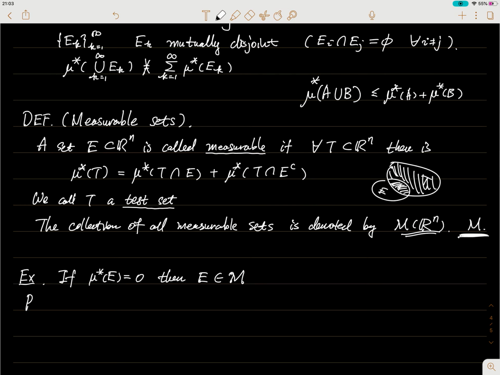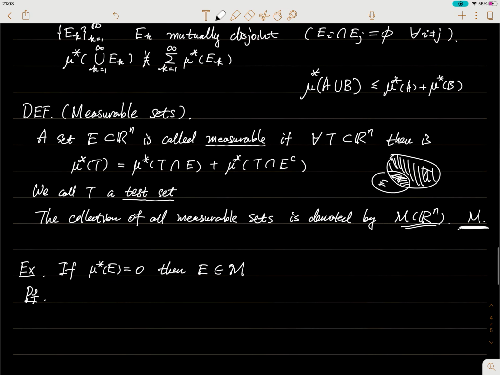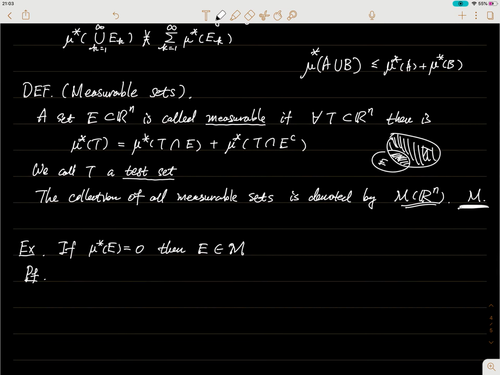Okay, so let's see the proof. Remember that we just need to show that for any test set t, I can show that the left-hand side is greater than or equal to the right-hand side. This is the only thing that we need to show. So to show that, let's look at any t.